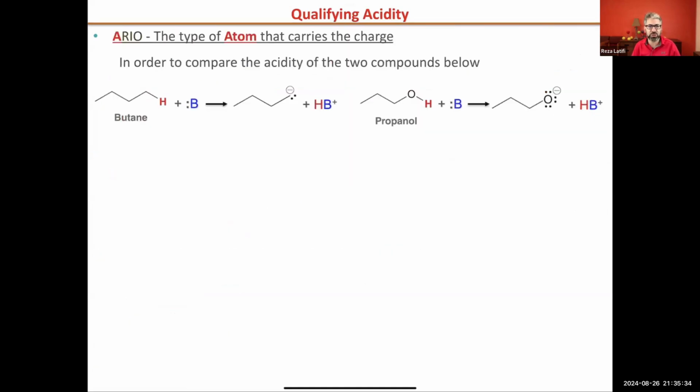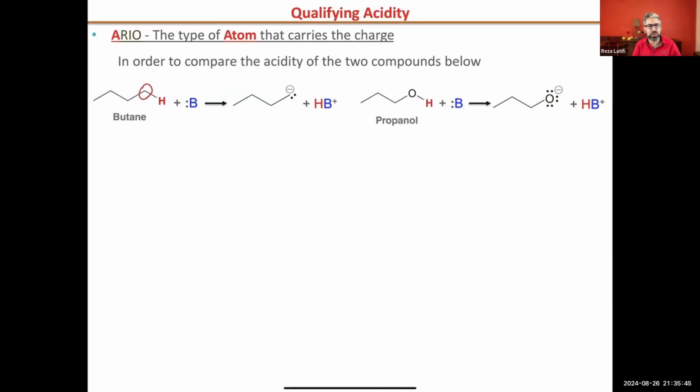The first thing that we're going to go after is the atom. In this case, I have a butane reacted with a base. What do I have on this corner? I have a carbon atom. If I take H+ from it, I will have a carbon with a negative charge. Well, if I do the same reaction with propanol, I will get a negative charge on oxygen.